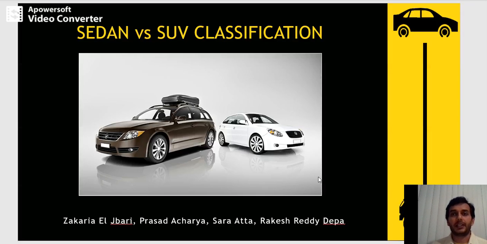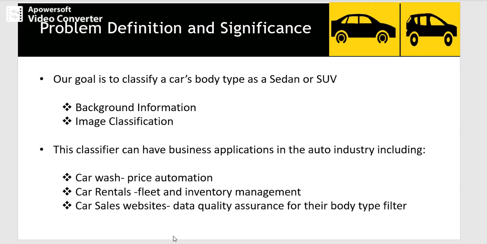In this video, I will explain about our data science programming project, Sedan vs SUV classification using deep learning models. Car classification is considered important in the automotive industry. However, classifying cars manually can be very time consuming and expensive, especially when there are millions of images, and therefore automating this process using computer vision can be very useful.